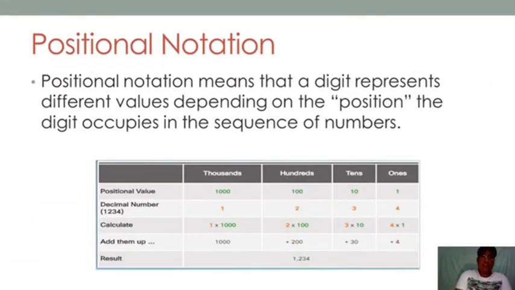Positional notation. Positional notation means that a digit represents different values depending on the position the digit occupies in the sequence of numbers. So these are examples of positional notation. You can see the positional notation.